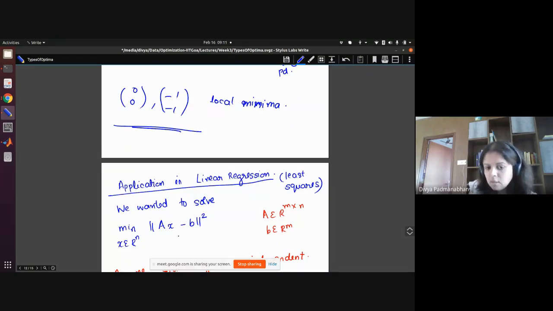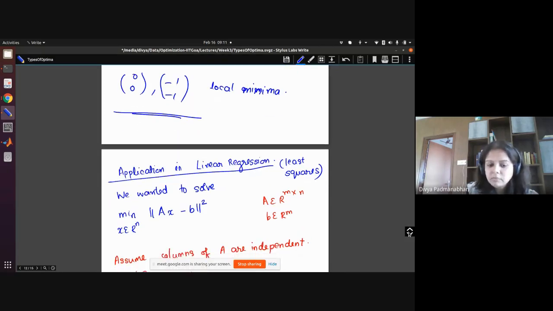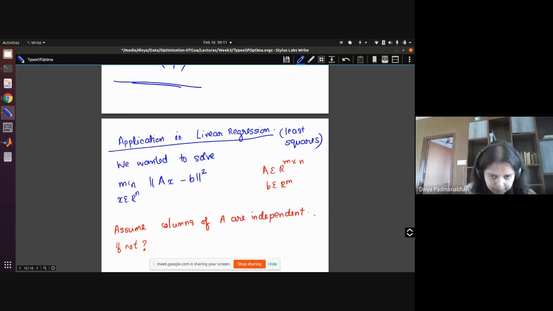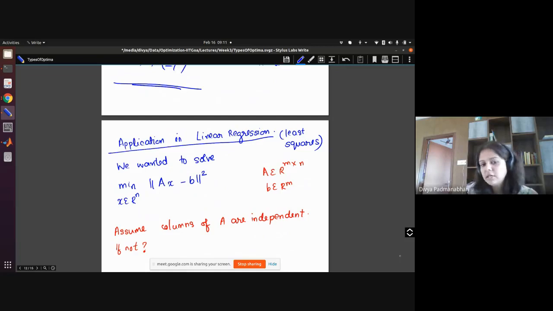But many a time, and that's what happens in linear regression, because of the noise terms that arise, you will not exactly have B in the column space of A. So at best, you want to find an X such that this difference is minimized. This is an unconstrained problem. Let's begin by assuming that the columns of A are independent. What is the optimal solution of this?